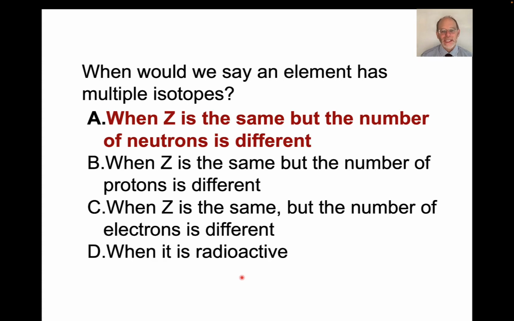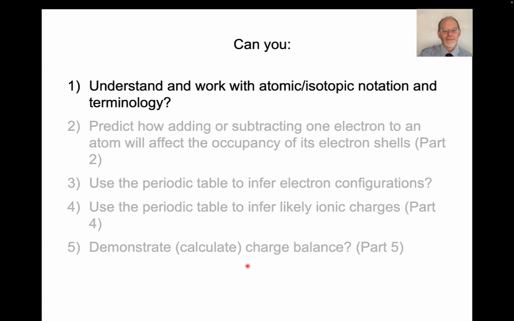And the answer is when Z is the same, but the number of neutrons is different. Z is the atomic number. It's the number of protons. So every specific element, oxygen, chlorine, iron, whatever, each atom has the same number of protons, but different isotopes will have a different number of neutrons. And whether an element or isotope is radioactive says nothing about whether it has one or more isotopes. So at this point, especially in the context of the first lecture in this series, I hope that you'd be able to understand and work with atomic and isotopic notation.